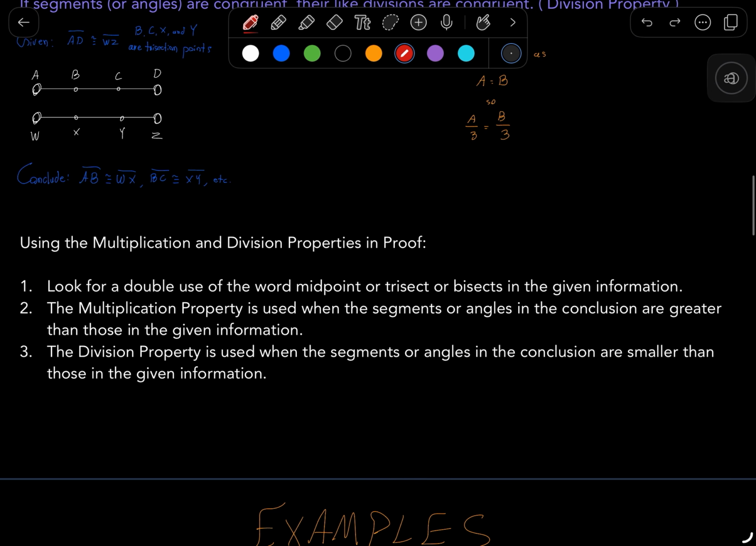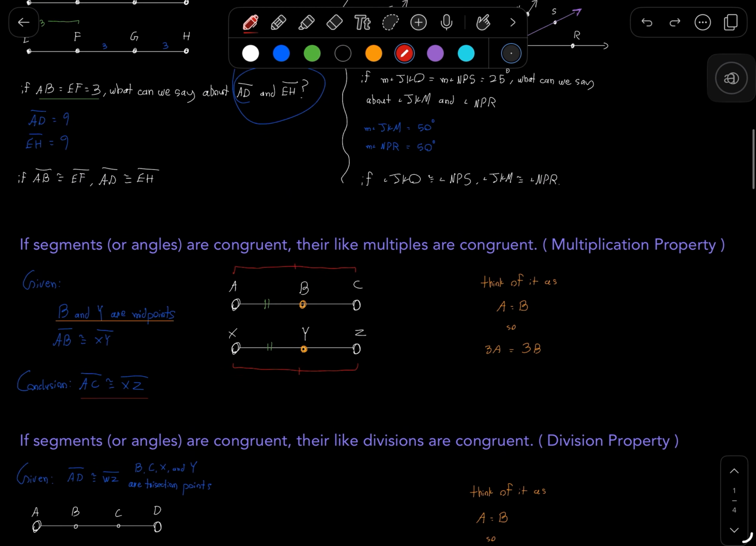Okay, so I want to go over when you would use these, right? So again, first thing: it's a good sign you're going to use these properties if there is a double use of the word midpoint or trisect or bisect, right? The reason I'm saying double use, well, look at all the problems they've done, right?